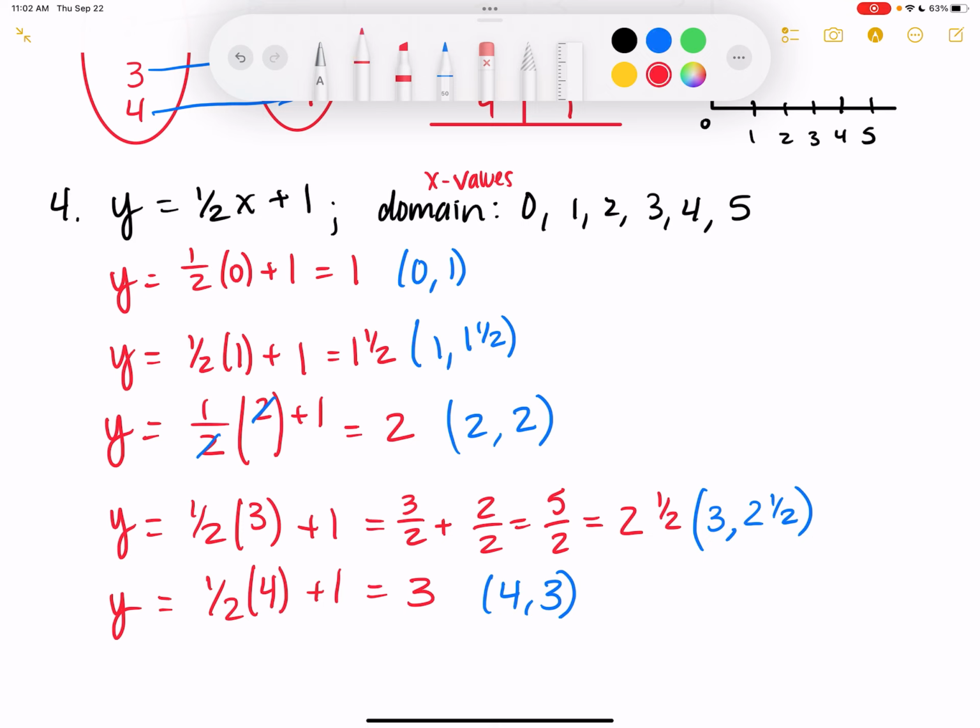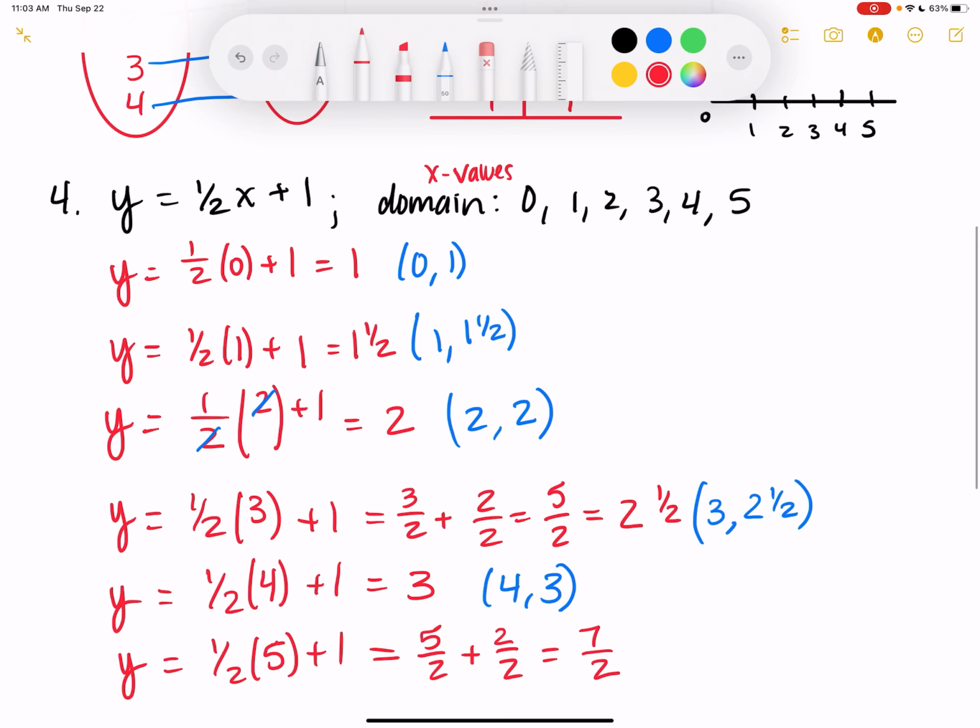And then the last one, we're plugging in 5. So y equals 1/2 times, whoops, not 1/5, 1/2 times 5 plus 1. So that's going to be 5/2 plus 1. Since it's a 2 on the bottom, I'm going to rewrite the 1 as 2/2, which is going to be 7/2. And then how many times does 2 go into 7? 3, and then we'll have 1/2 left over. So 3 and 1/2. So then this ordered pair is going to be 5, and then 3.5.